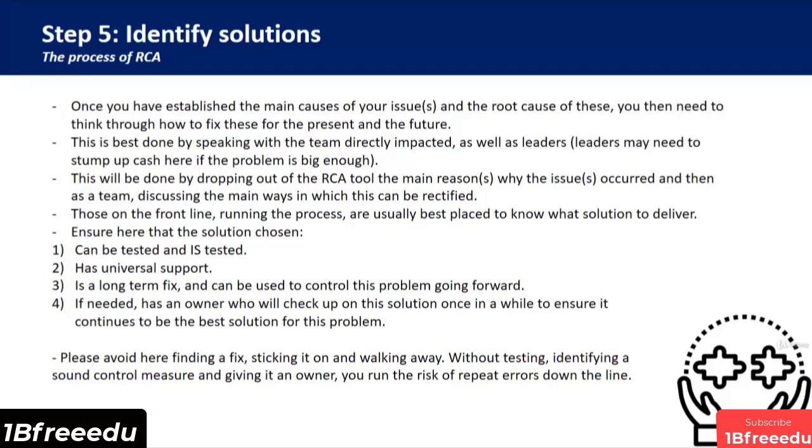Now, please avoid finding a fix, sticking it onto your particular problem, and then walking away. Without testing, identifying a sound control measure, and giving it an owner, you run the risk of repeat errors down the line. Right, so don't just say in that brainstorming session, right, guys, this is what we're going to do. Okay, you can go out now, put it into place for the next hour, done. Let's walk away, finished. Right? I've seen that happen so many times before, and that does not work. You need to follow the process through to the next step.